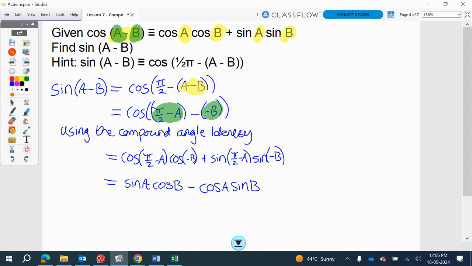So here on this one, this simplification is the complementary angle identity. Here I'm using the cosine of pi over 2 minus a is equal to sine a. Over there, I'm using the other one, which is the sine of pi over 2 minus a equals cosine a. Complementary angle identities.